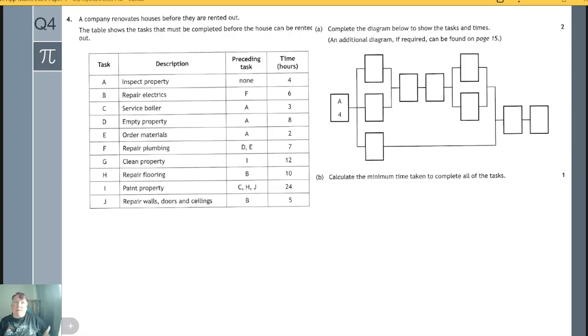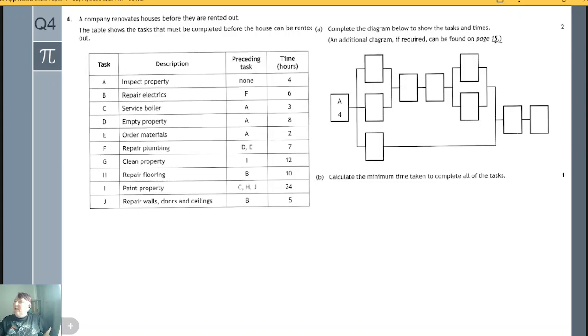So please say page whatever. In this case, we're told it's page 15. And on page 15, you need to put question 4 so that they know that that's where that came from. If you don't put that, the marker doesn't know to go look at the additional pages.